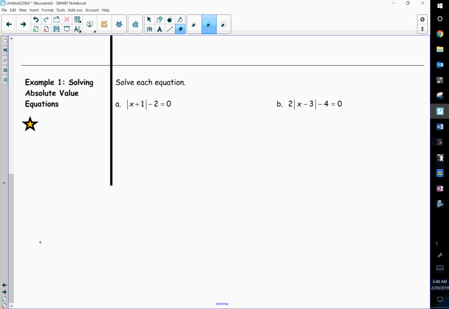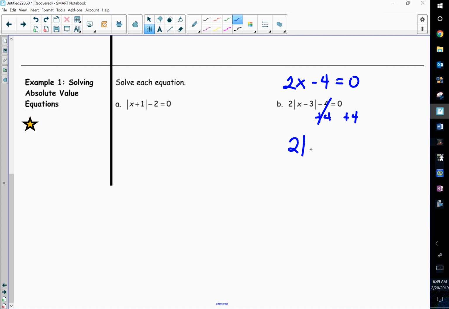Okay, let's take a look at the second equation. The first step in solving an absolute value equation is to isolate the absolute value part. Get this part all by itself first. So to do that, just like if I had an equation, the first step would be to get rid of the minus 4 by adding 4 to both sides. If I do that, I get 2 times the absolute value of x minus 3 equals positive 4.